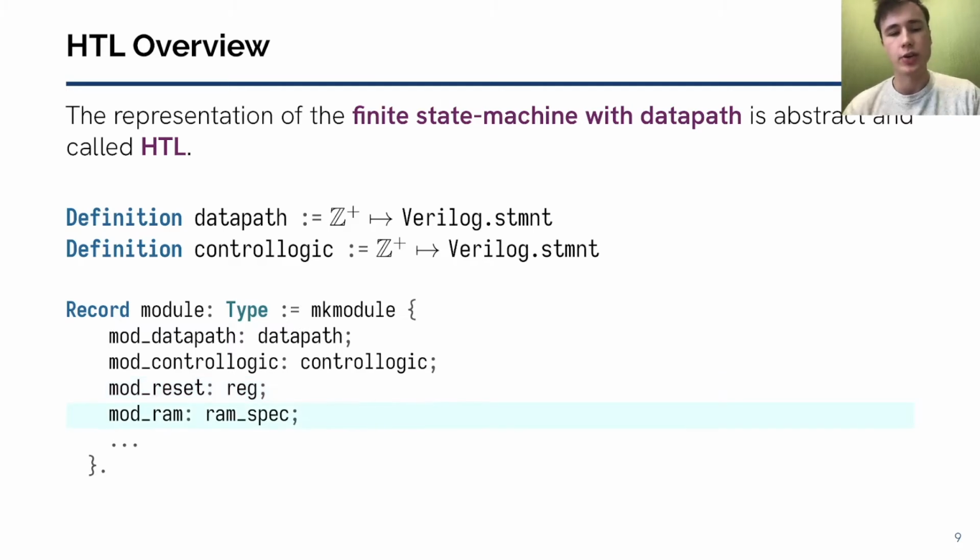In addition to that, we also have an abstract RAM specification, which we can then use to do optimizations like RAM insertion, which would then properly use the RAM without actually having to implement a RAM in HTL.